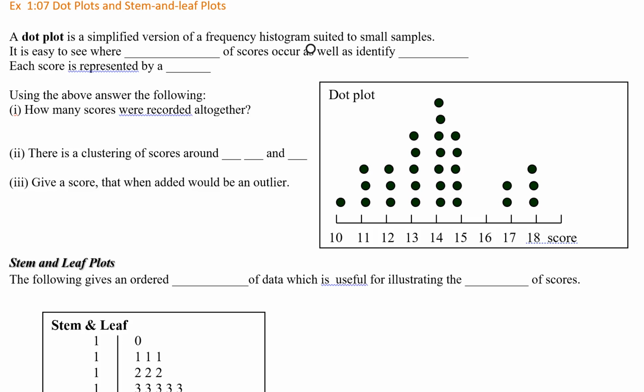Exercise 107 focuses on a couple of different ways of illustrating your data. Now, these both are really only designed, as it says here, for small samples of data.